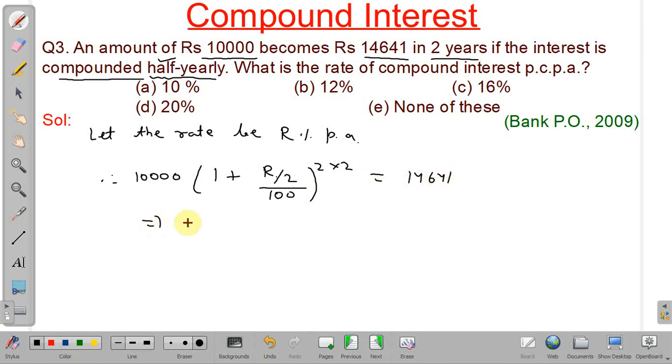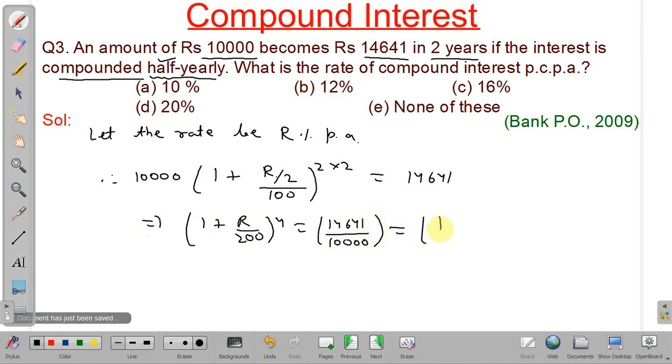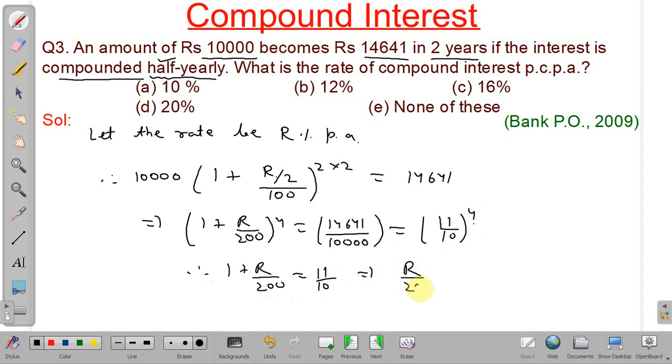14,641. So from this we will get 1 plus R by 200 to the power 4 equal to 14641 by 10,000. Okay, and this we can write as 11 by 10 to the power 4. Now powers are equal, therefore we can write 1 plus R by 200 equal to 11 by 10, and from this we will get R by 200 equal to 1 by 10, so R will be equal to 20%. So our answer will be option number D. We will discuss the next problem.